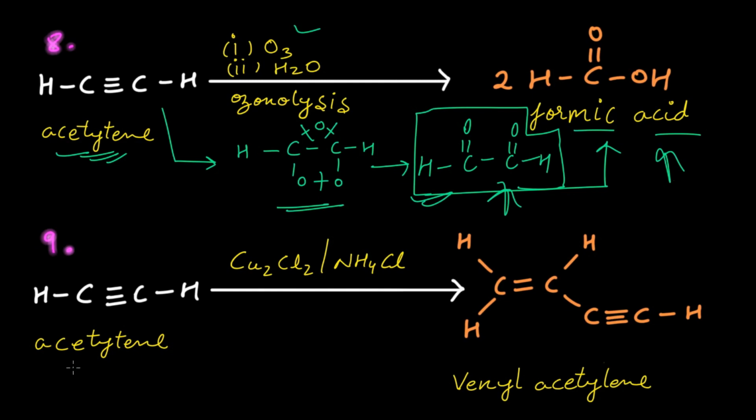Ninth one, when acetylene is treated with CuCl2 in presence of NH4Cl, you get vinyl acetylene, right? In this reaction, two molecules of acetylene will react together in presence of CuCl2 and NH4Cl to give vinyl acetylene. This is the first molecule and this is the second molecule.